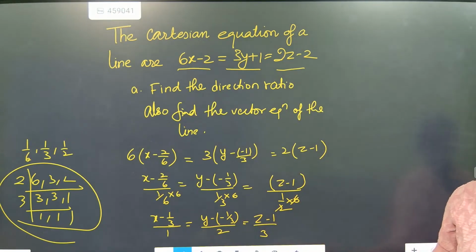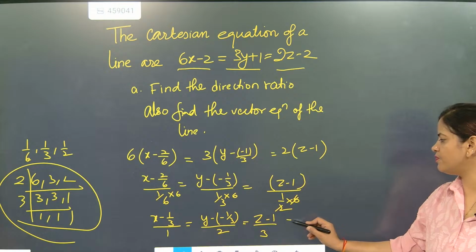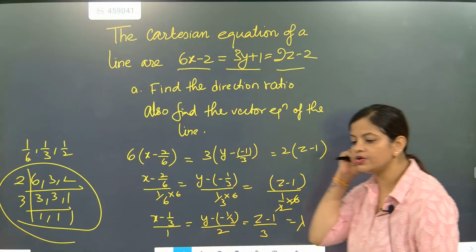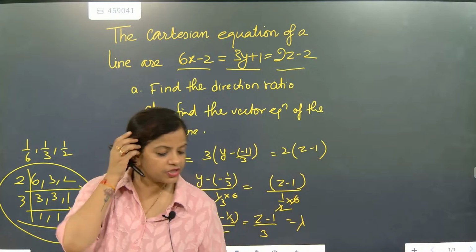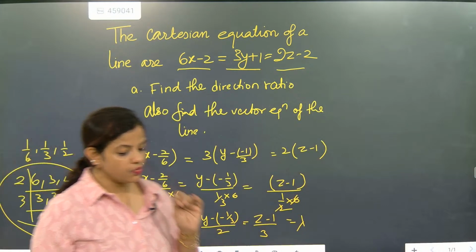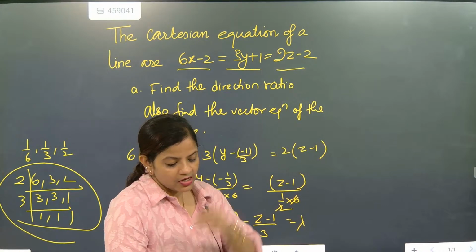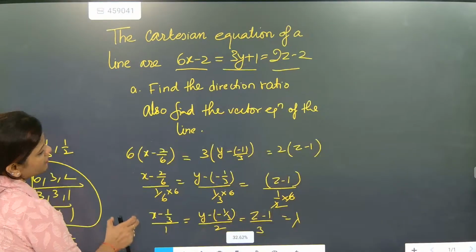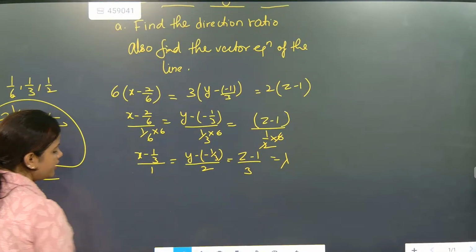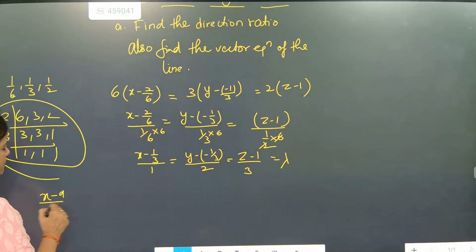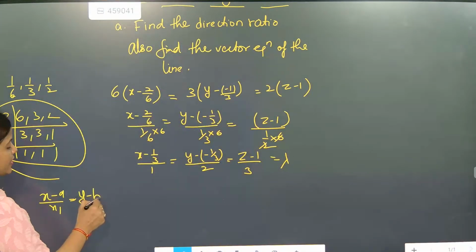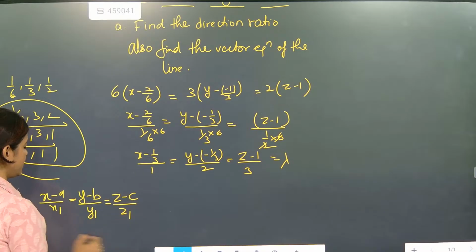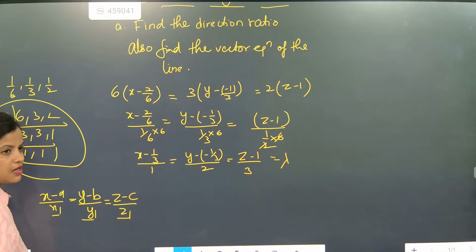What are 1, 2, 3? Direction ratios. So you have to make it equal to lambda. 1, 2, 3 are considered the direction ratio. Once you get the LCM, this will be the fixed point. Now what is the fixed point and what is coming from the parallel support? We already know x minus a by x1 is equal to y minus b by y1 is equal to z minus c by z1. This will be coming from the parallel support.